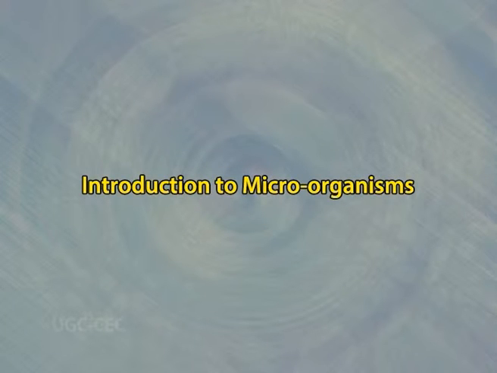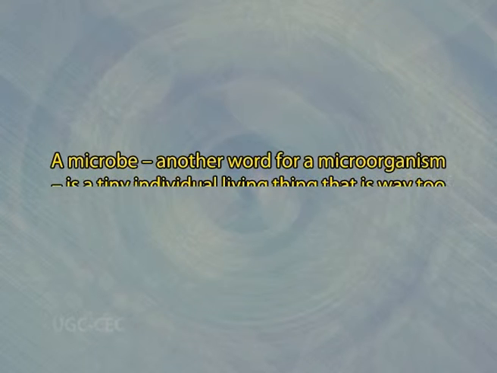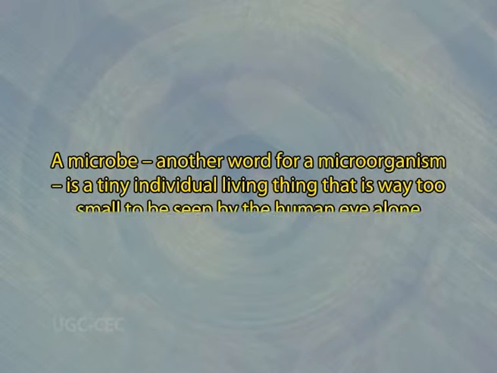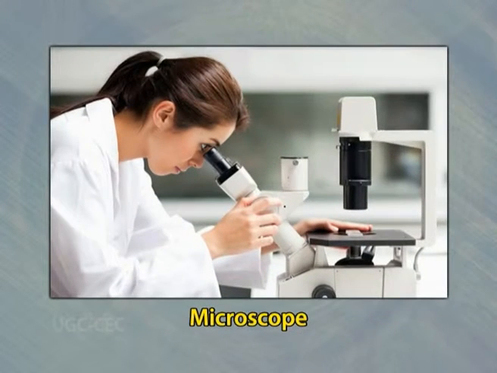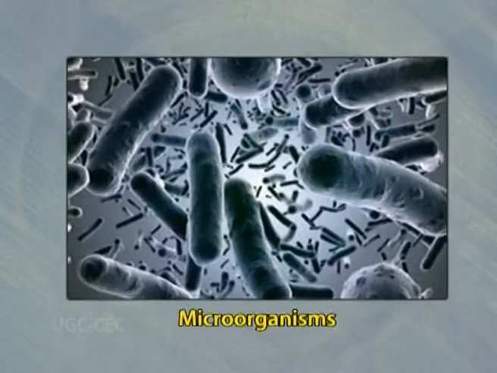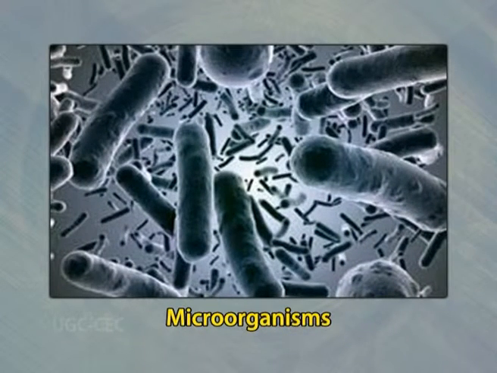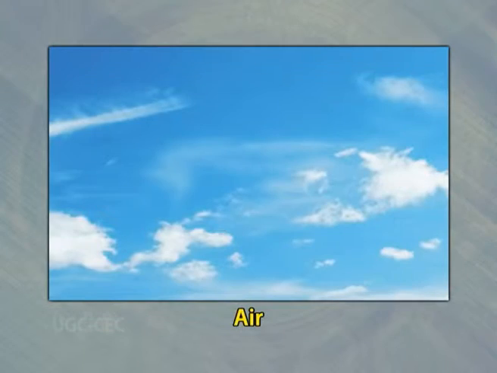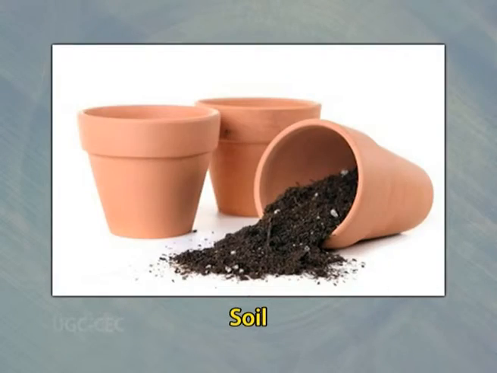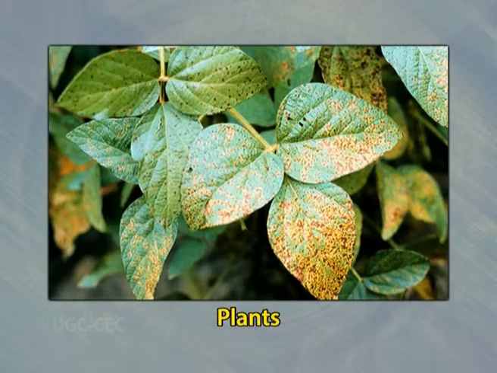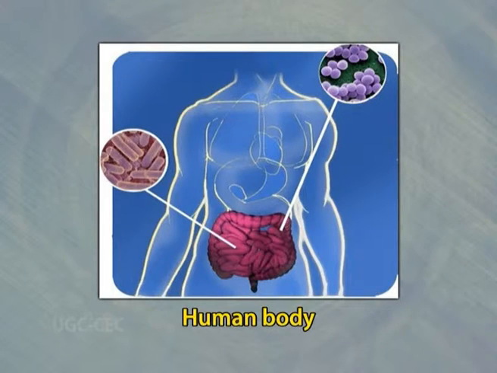Firstly, Introduction to Microorganisms. A microbe, another word for a microorganism, is a tiny individual, living thing that is way too small to be seen by the human eye alone. The only way this tiny organism can be seen is by using a microscope. This is why microbes are often called microscopic organisms. These organisms are found almost everywhere you can think of here on earth, in air, water, soil and rock, and even in plants, animals and the human body.